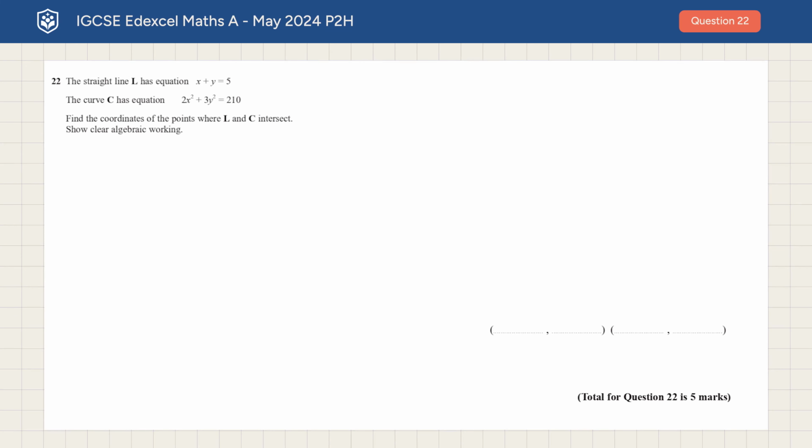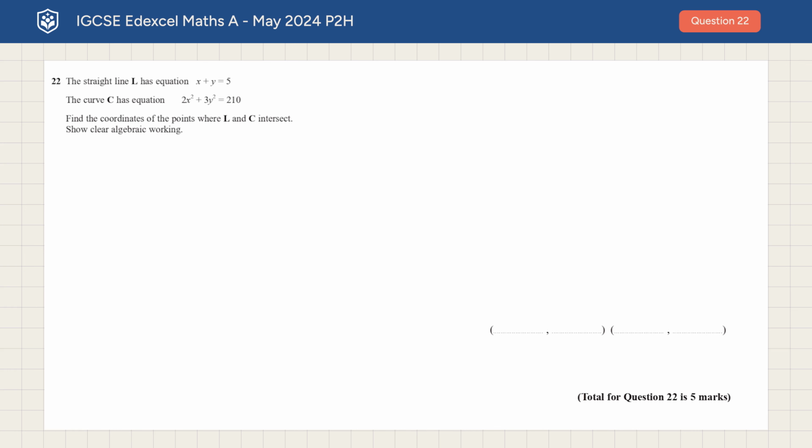Now for question 22. We have a straight line L with the equation x plus y equals 5 and a curve C with the equation 2x squared plus 3y squared equals 210. We need to find the coordinates where these two graphs intersect. To solve this, we'll use substitution to create a single quadratic equation.